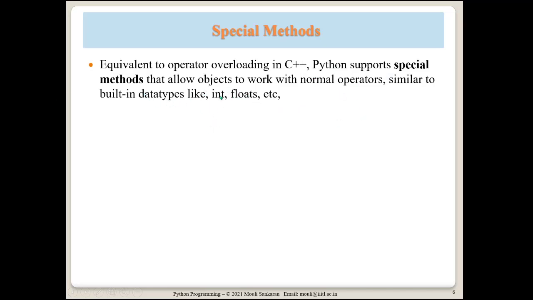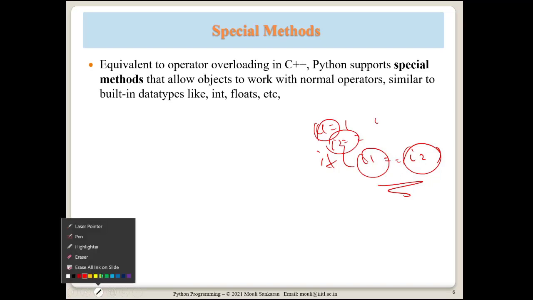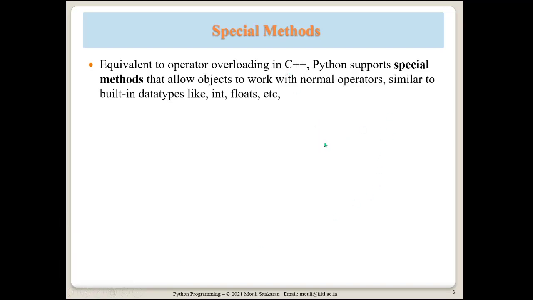Now, we know that with integers and floats, if I1 equals 1 and I2 equals 2, we can check whether I1 equals I2. These are objects too, so they need to have some implementation to say how these values are equal or not.